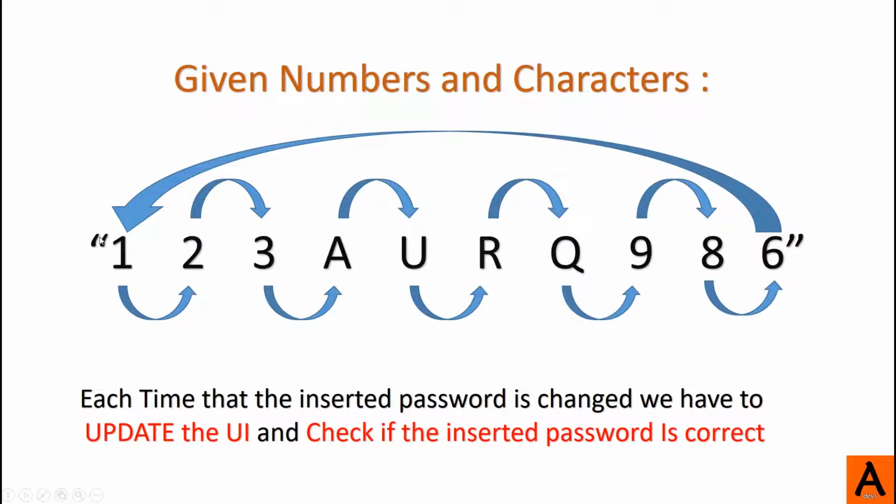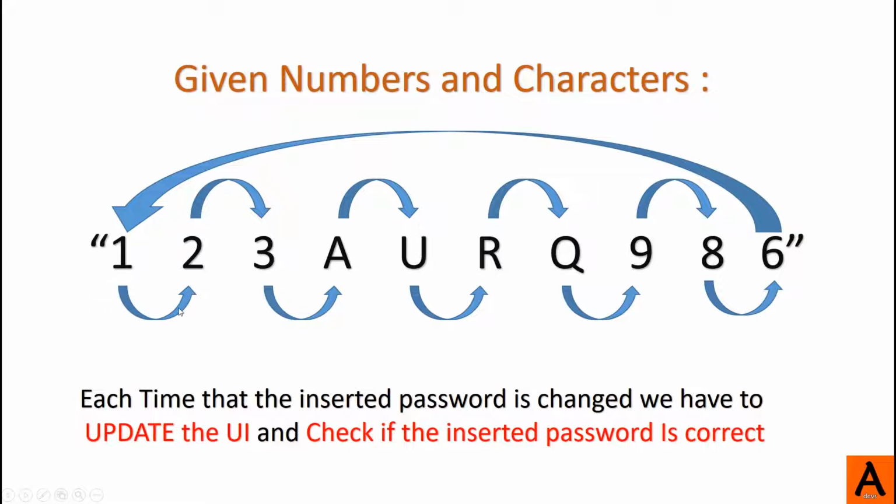If the digit is 1 and we click on the button, it'll change to 2. If we click on it again, it'll change to 3. And if we click on it again, it'll change to A, and so on until the digit 6. If we click on it, then it'll change to 1, and the loop goes on.